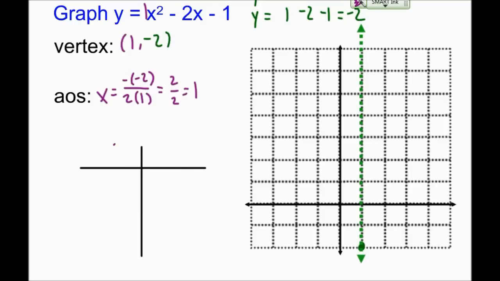So from here, I'm going to pick 2 values. And I'm going to pick 2 values on the right of my axis of symmetry, 2 x values.